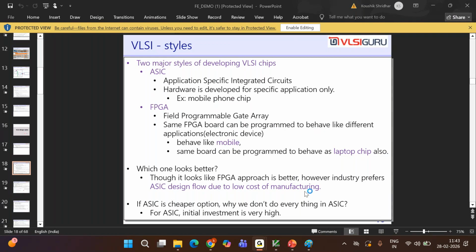So now the question comes, if ASIC is cheaper, why don't we use ASIC to do everything? Because for ASIC, the initial investment is very high. Meaning, to set up the manufacturing unit for an ASIC is difficult in terms of money. Why? Because a lot of engineers have to be hired for designing, verification, the front end flow plus the back end flow. So for ASIC, initial investment is very high. For FPGA, initial investment is less because FPGA boards are readily available.